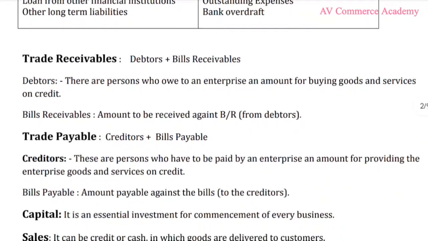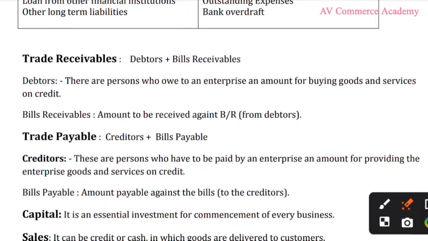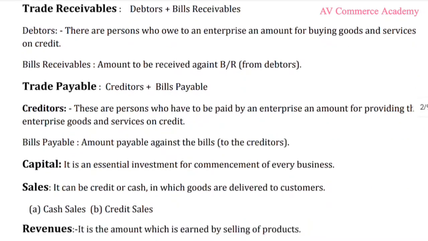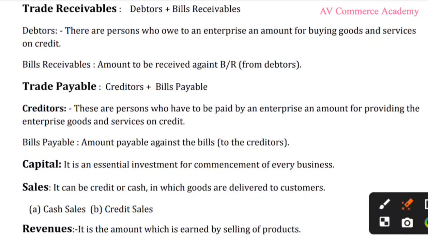And next is trade payable, which means creditors and bills payable. These are the persons to whom the enterprise has to pay an amount for providing goods and services on credit. So the company takes products on credit and provides them to customers. And next, what is capital? Capital is nothing but whatever the company invests in the business, and we call that capital.